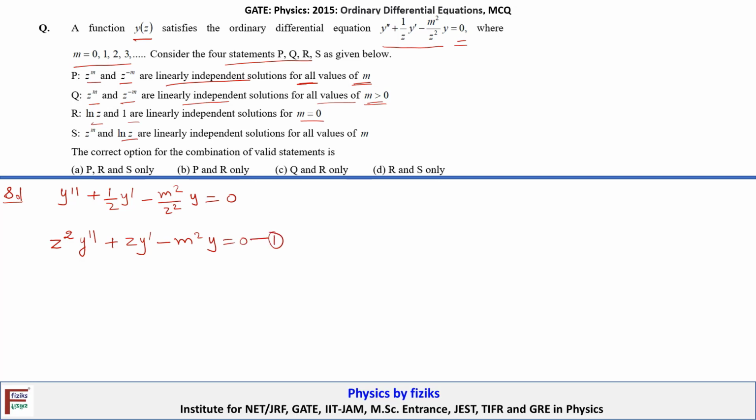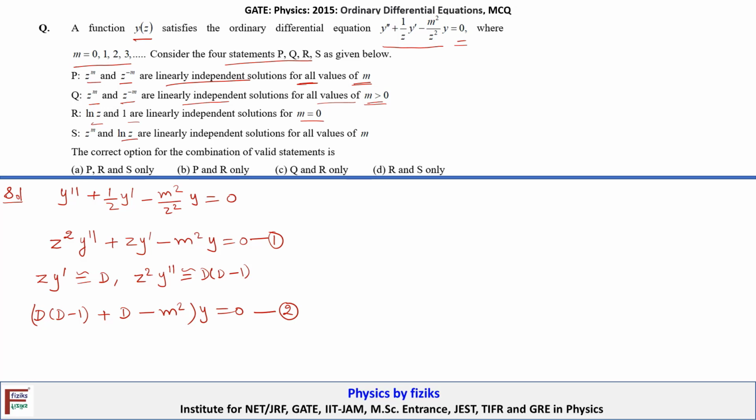This is our differential equation. Now in this differential equation we substitute z into y' as the operator D, and z squared into y'' is equivalent to the operator D into (D minus 1). Then this equation 1 can be written in the form of the differential operator D like this: D into (D minus 1) plus (D minus m squared) into y is equal to 0. This is our equation in the differential operator D form.